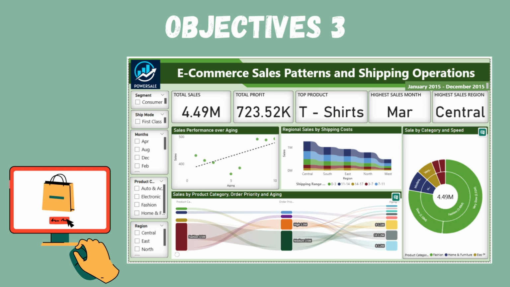It shows the comparison and composition of shipping costs across the regions. We can see that the central region comes with the highest sales, with most shipping costs falling at 7 to 11 ringgit.